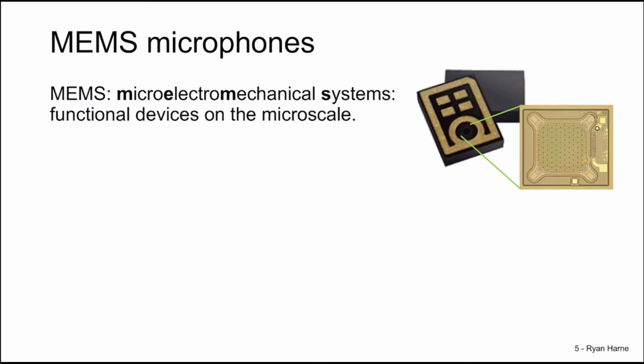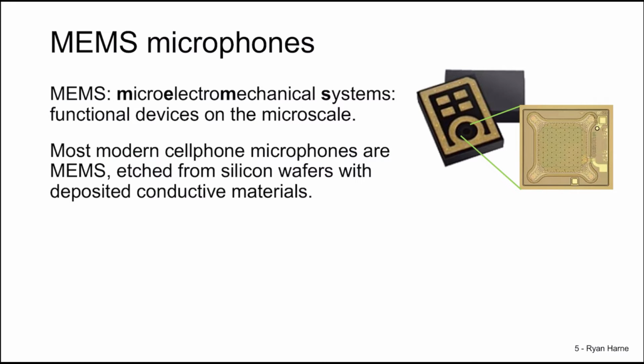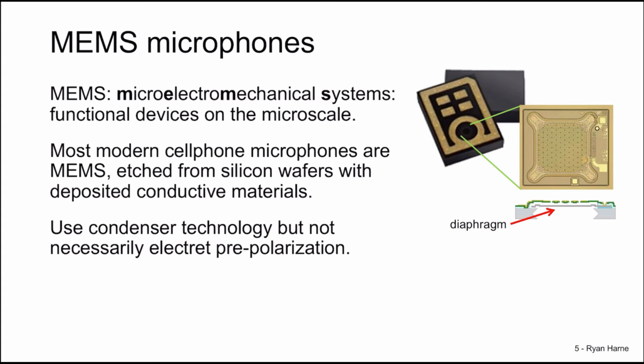For cell phones, MEMS microphones are used. The principle is similar to that of a condenser, but the microphone is fabricated on a much smaller length scale. They are etched from silicon wafers and then deposited with a multitude of conductive materials at different layers. A diaphragm is suspended over a backplate, and the charge and voltage differences that are created through motion of the diaphragm with respect to the backplate leads to a converted acoustic pressure. They use the condenser technology, but not necessarily the electric principle of prepolarization.